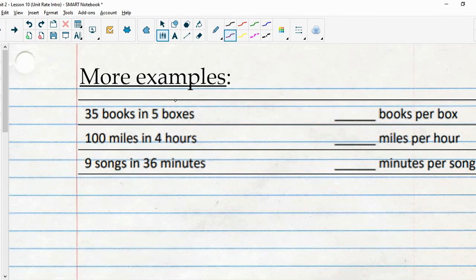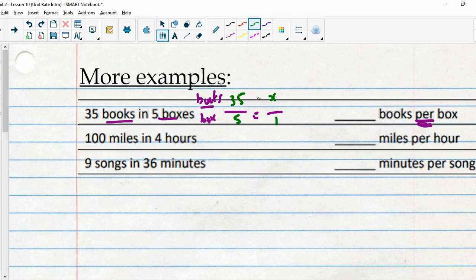All right, we good? So here, 35 books in 5 boxes. How many books are there per box? So who goes at the bottom, the books or the boxes? It is per box, yeah, the box. So books per box, like that. You got that? So 35 books in 5 boxes. How many books per 1 box?